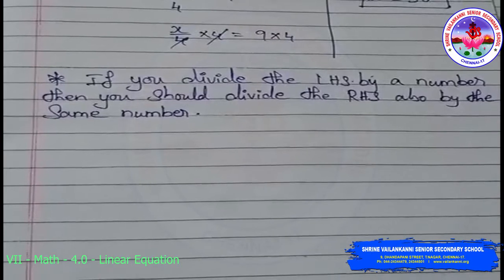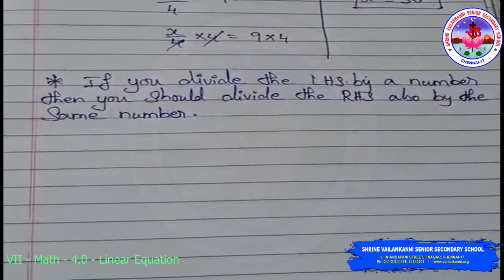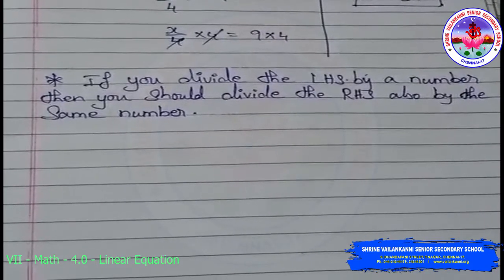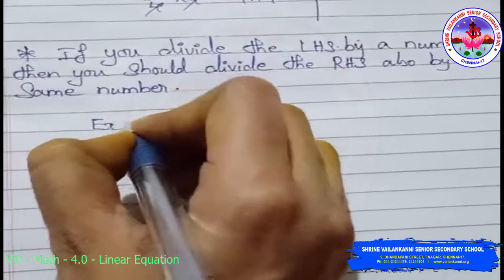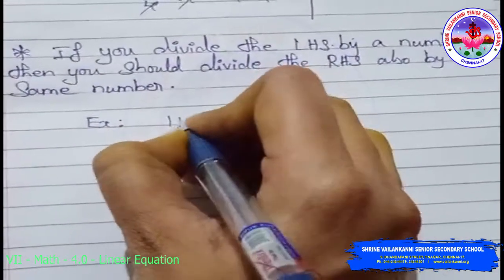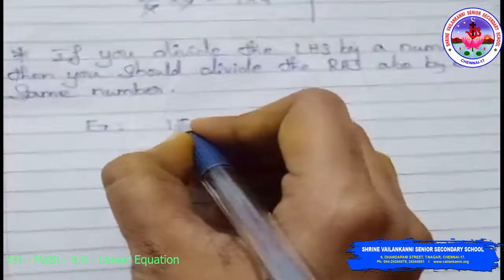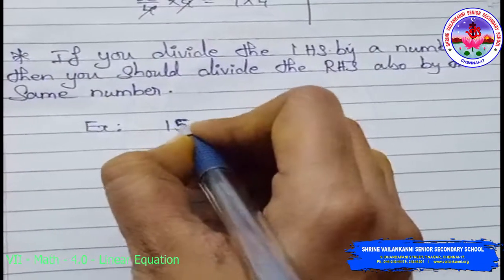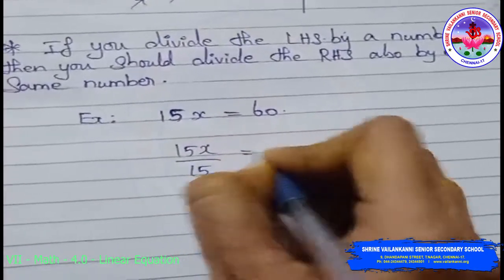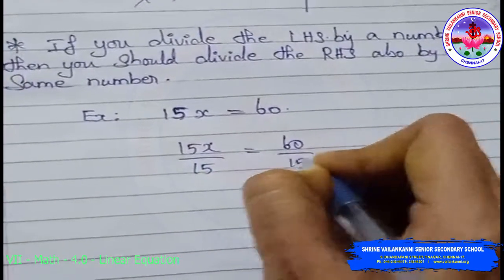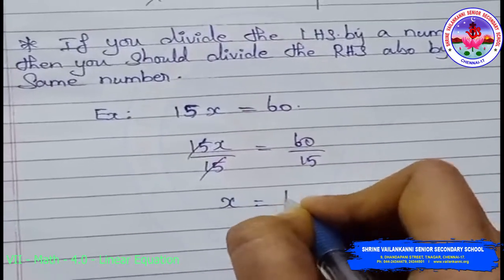Last rule, if you divide the LHS by a number, then you should divide the RHS also by the same number. Example, 15x is equal to 60. Now you can divide by 15 on both sides. 15x by 15 is equal to 60 by 15. 15 cancels. x is equal to 4.